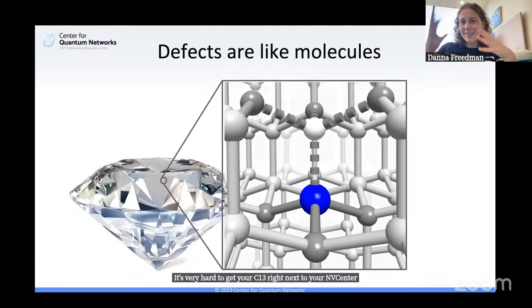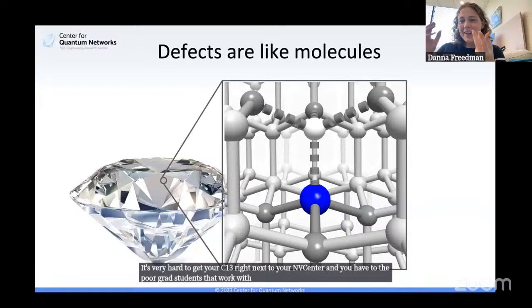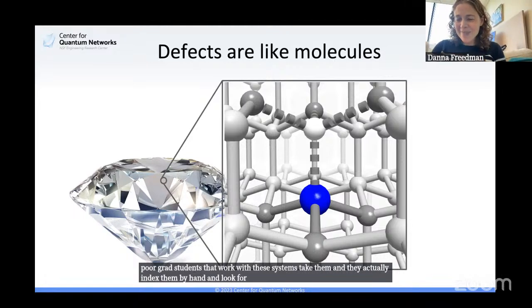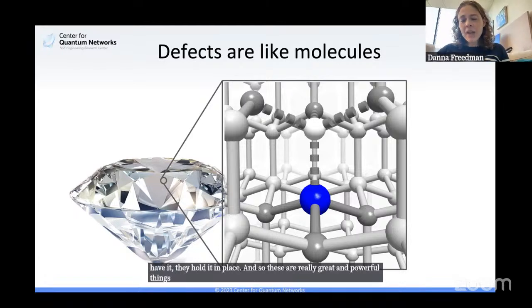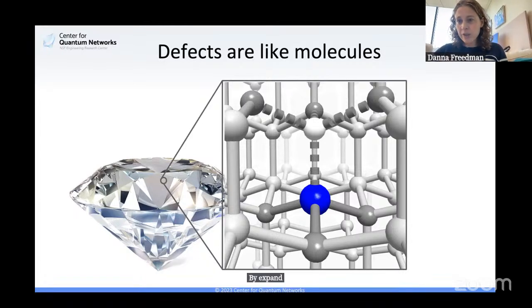The poor grad students that work with these systems actually index them by hand and look for just the perfect system. And then once they have it, they hold it in place. And so these are really great and powerful things, but you can imagine that by expanding our catalog of materials and molecules, we can get closer to things that have exactly the right parameters.